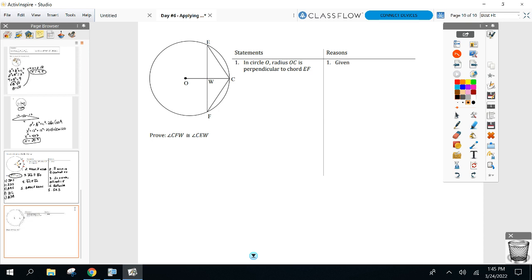Oh, so many old memories are going to be brought up here. Radius OC perpendicular to chord EF. Oh, perpendicular lines, I know, form right angles back in the day, right?